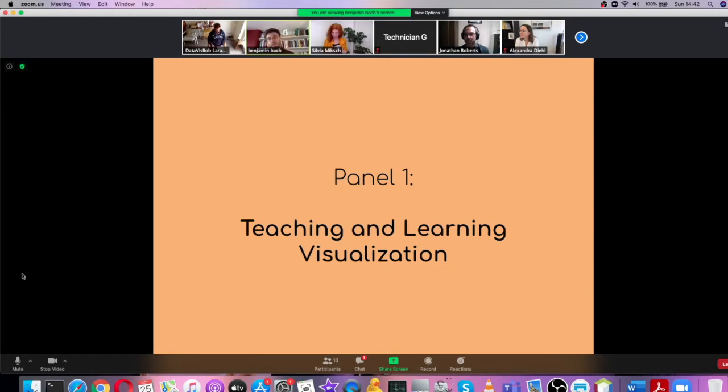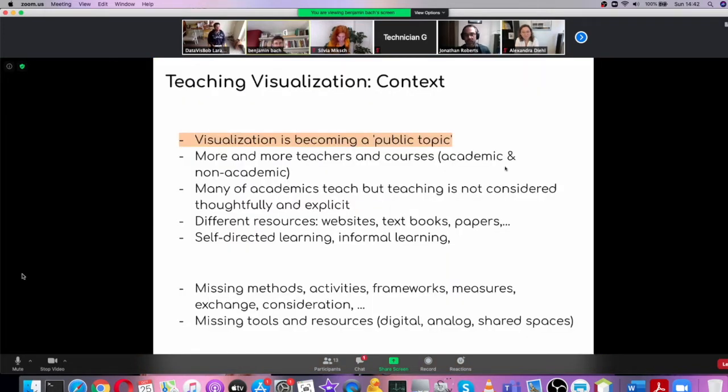So as Alfie said in the beginning of this workshop, we're trying to focus on two specific topics in this workshop, and one of these is teaching and learning visualizations, because it's strongly related to guidelines for many reasons. One of the main reasons is that we use guidelines in teaching and education, among many other things. Because visualization is becoming a public topic, it's becoming more widely known, at least due to the current pandemic situation, I guess, that we're in. More people are confronted with visualization.